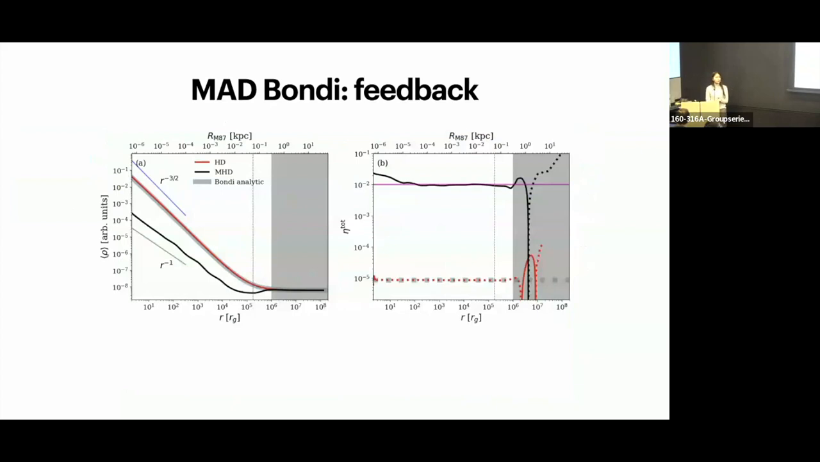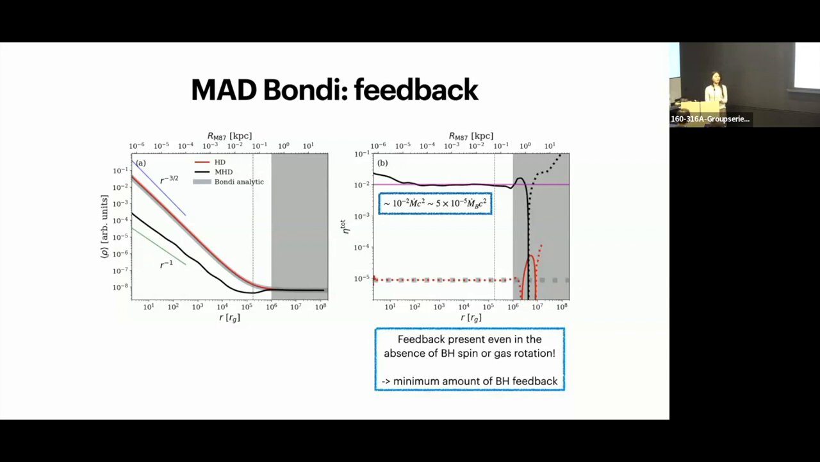We can repeat the same analysis as before, looking at time average radial profiles. So the new MHD run is shown in black. The density has changed its slope to r to the -1, consistent with Wenrui's talk yesterday and also EHT and X-ray observations. And also, if you look at the right panel, the feedback parameter has now changed its sign to a positive value, meaning that with the addition of magnetic fields, there is now feedback from the black hole to the galactic scales. And the amount of feedback is around 1% of the accreted rest mass energy, or with respect to the Bondi accretion rate, that would be 5 times 10 to the -5 of M dot B c squared.